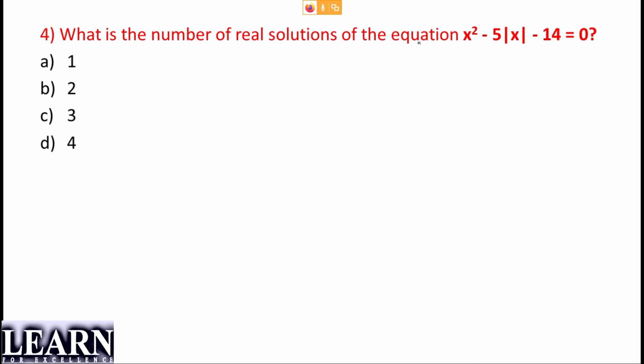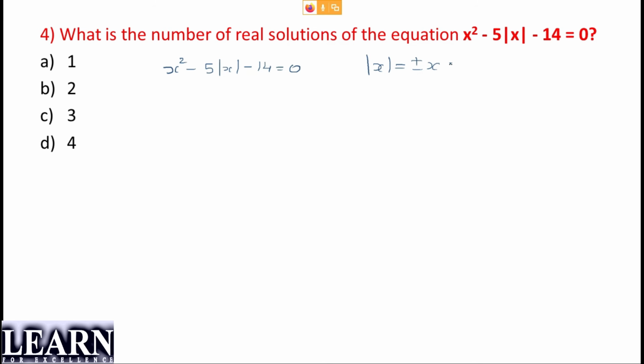Is it 4? Okay, guys, we'll look into this question. Majority of the time we are going to take 4 as the answer, but you need to understand it might be 4 or it might not be 4. Clear? So I'll just look into it here. It is talking about x square minus 5 mod x minus 14 is equal to 0. Now mod x talks about two possibilities, that is nothing but plus or minus x.